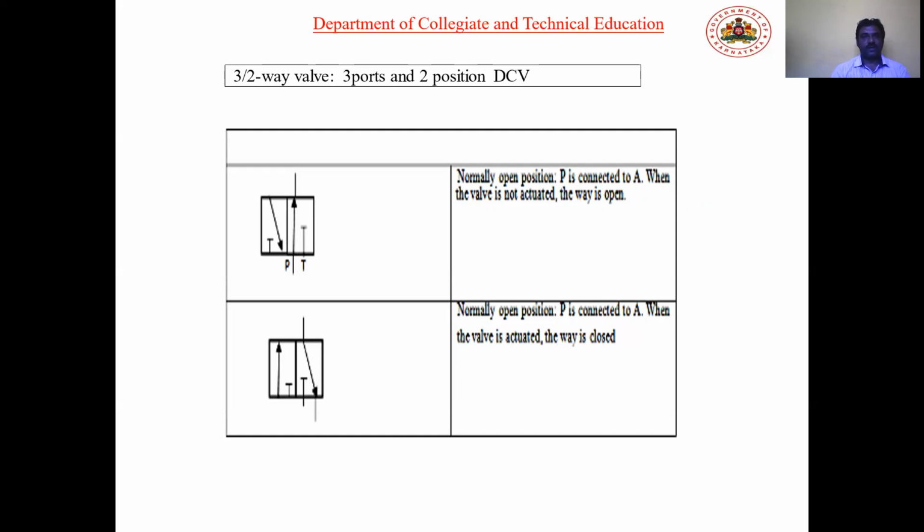In this way, depending upon the situation or the requirement, these directional control valves can be used for different applications, usually to control the flow of fluid in a direction in a hydraulic system. They can be 3 by 2, 4 by 2, or different types of ports and positions. Depending upon the requirement, the valve is selected for its application. So these are the two types of valves.